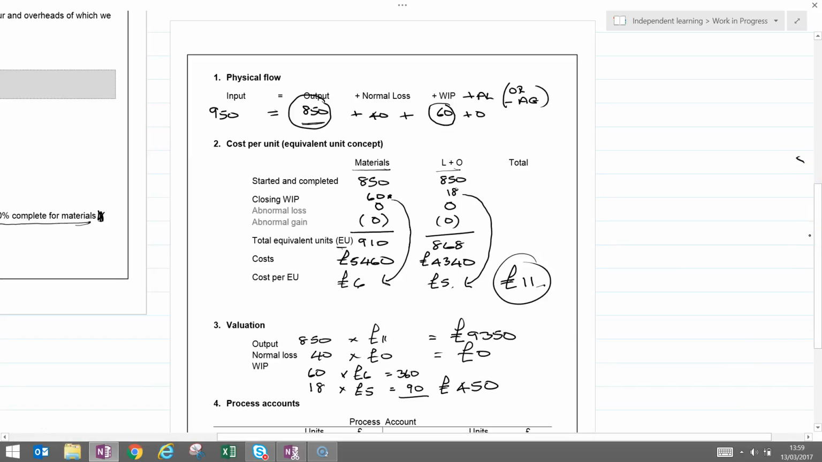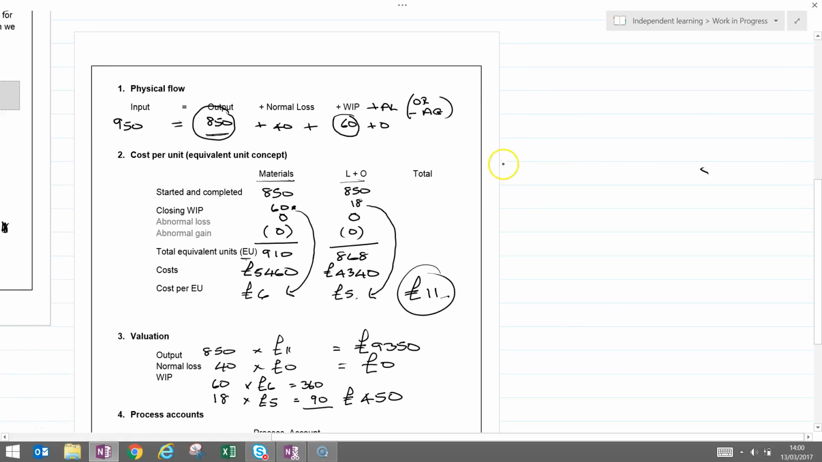So just to recap, if there is no work in progress, you can use the formula input costs minus scrap value of normal loss divided by expected output. If there is a closing work in progress, then you need to use this method that we have just worked through. If I can add just one other thing, in this example we were told that the losses had no scrap value. If you do have a scrap value, then the material cost that you entered, so in this example we entered 5460 as our material cost, that material cost is reduced by the scrap value of your normal loss.